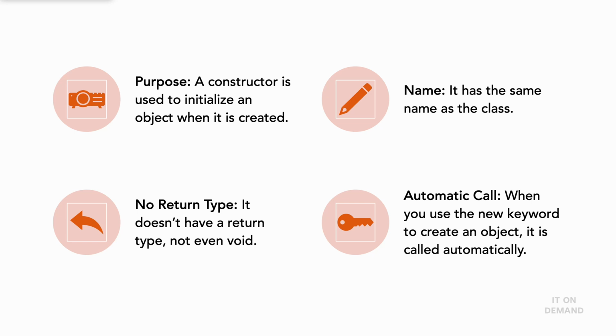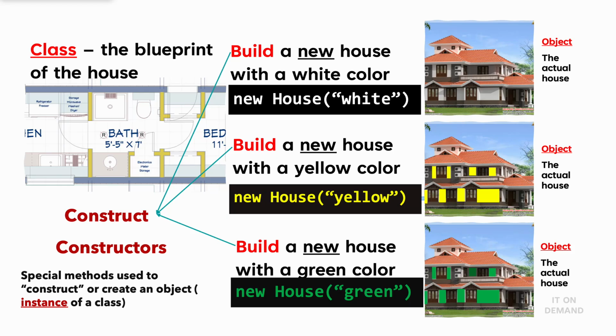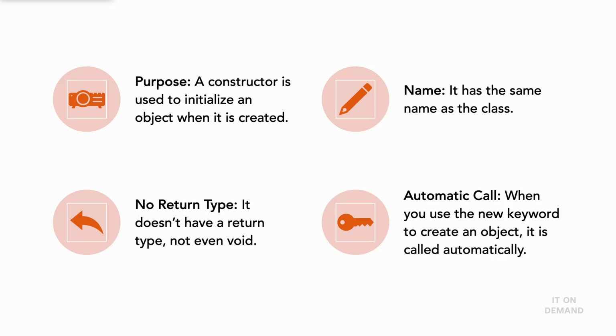The other thing to note about constructors is the name. So constructors have the same name as the class. And you will see this as we go along. But in one of the previous videos, you saw we have new House, probably this one right here. We have this new House. The House here is a constructor. And so constructors have the same name as the class.